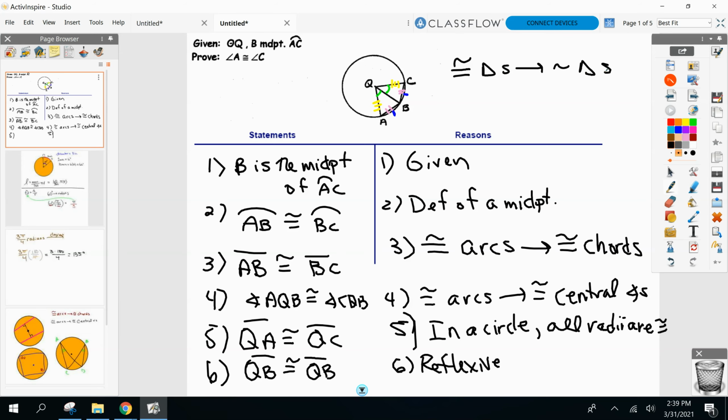And then just remember, guys, you'd have to prove, I won't write it, but you've got to prove the triangles congruent by a method and then CPCTC to get angle A congruent to angle C.